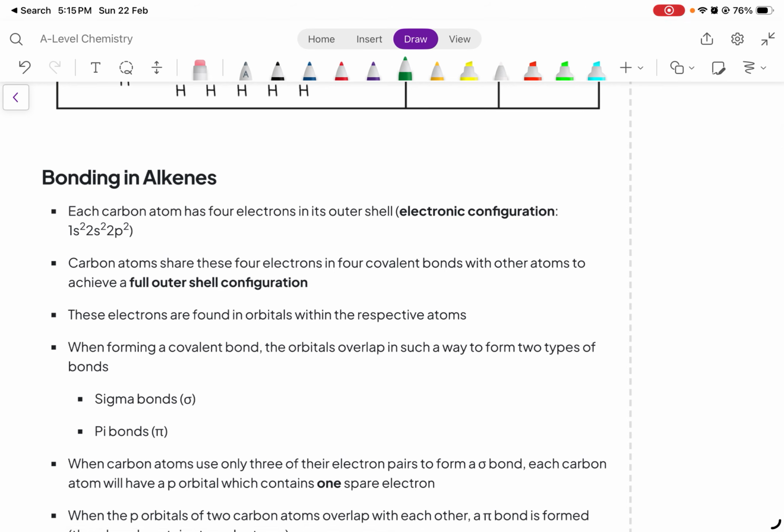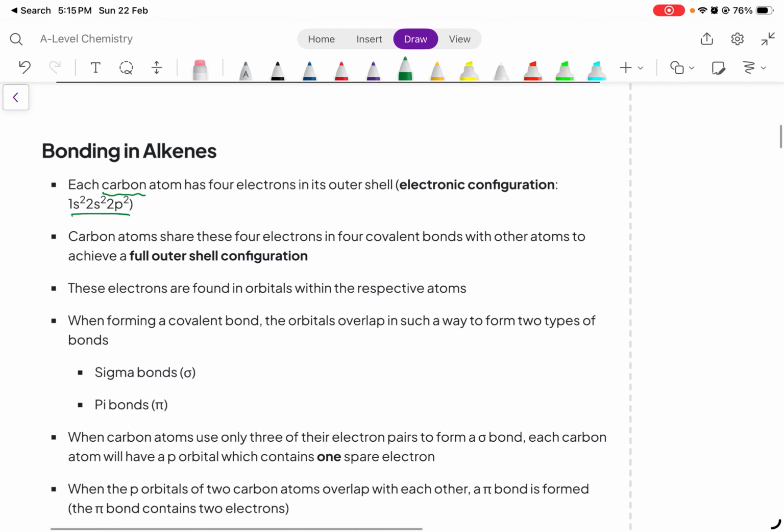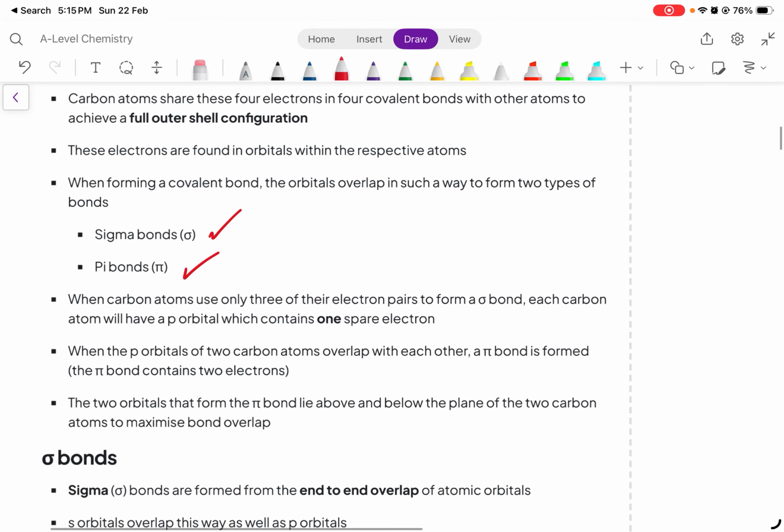Now, in terms of the bonding in alkenes，我们永远就是记得它的那一个 electron configuration for each of the carbon to be 1s2, 2s2, 2p2. Okay, 然后它有一个 outer shell, etc. And later we will introduce something that's called sigma bond and pi bond.